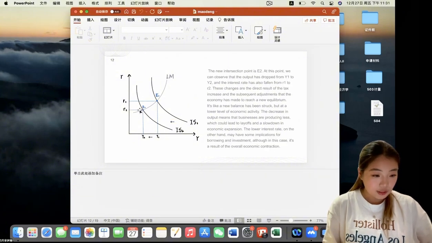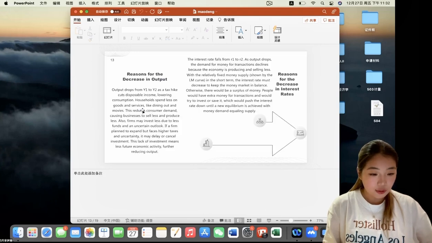The new intersection point is E2. At this point, we can observe that the output has dropped from Y1 to Y2, and the interest rate has also fallen from R1 to R2. These changes are the direct result of the tax increase and the subsequent adjustment that the economy has made to reach a new equilibrium.